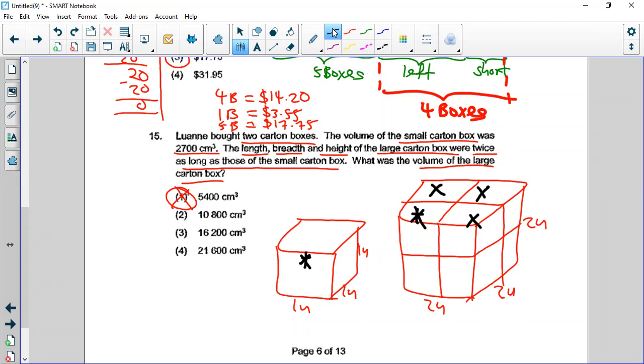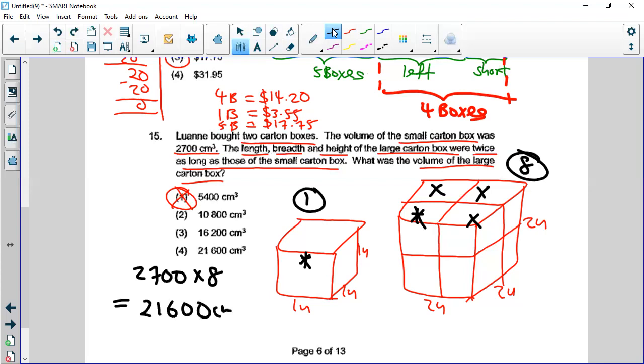So what is the volume of the large carton box? There are 8 small carton boxes, and here there's only 1. So you take 2,700, which is the volume of 1 small carton box, and you times 8. So you do your working. 2,700 times 8, you will get 21,600 centimeter cube, which is the volume of the large carton box. And your answer is number 4.